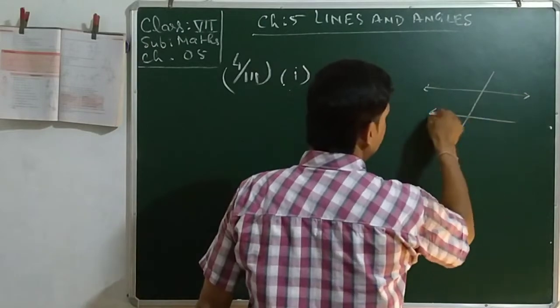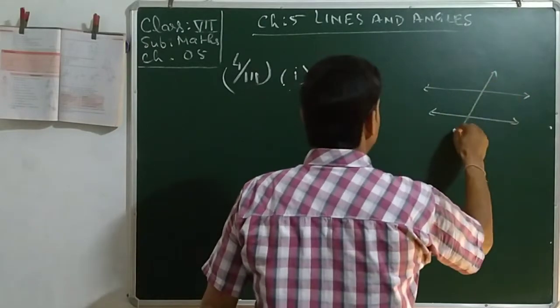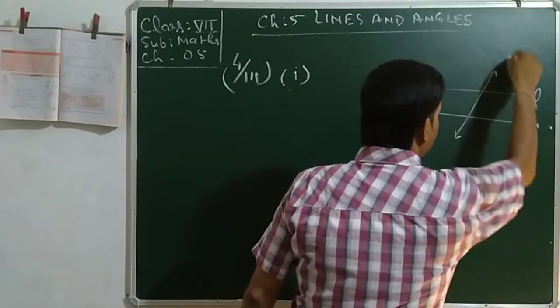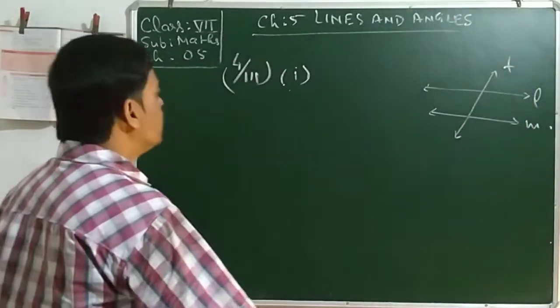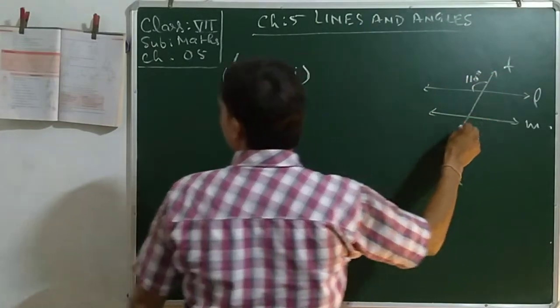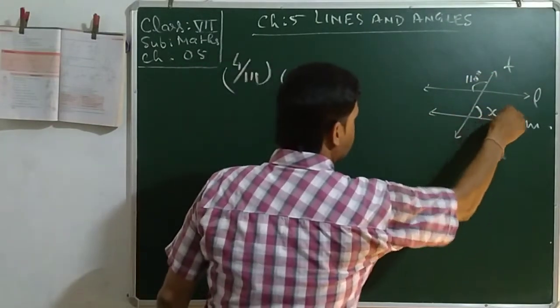Two parallel lines cut by one transversal. These are L, M, and the transversal is T. This angle is given as 110 degrees. You are asked to find the measure of x.